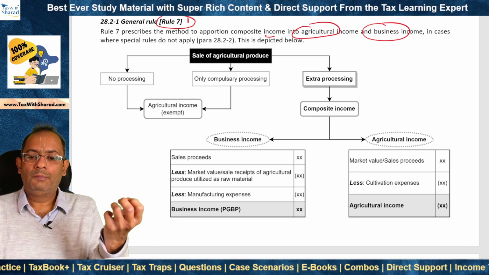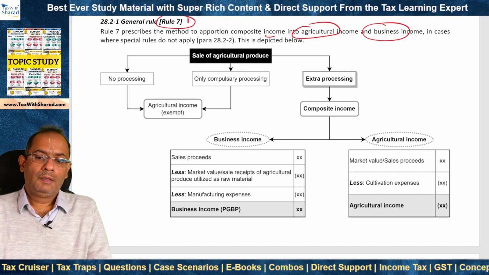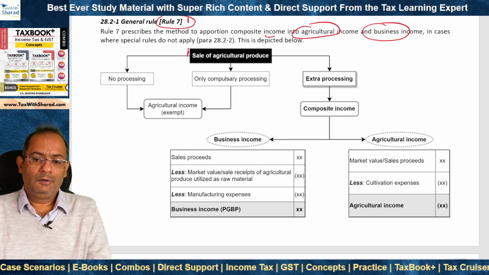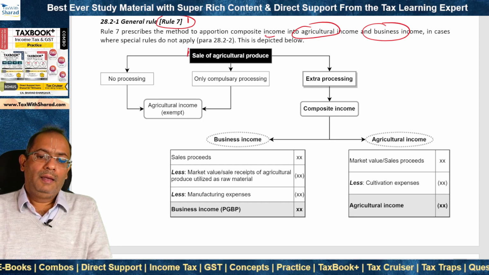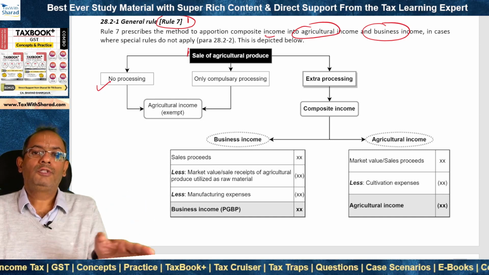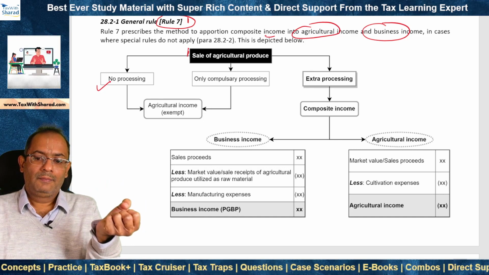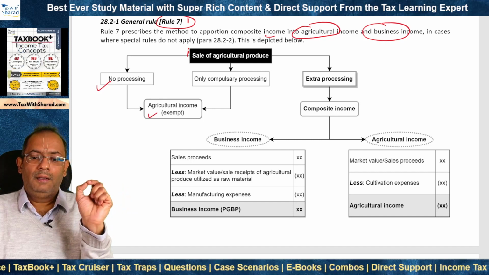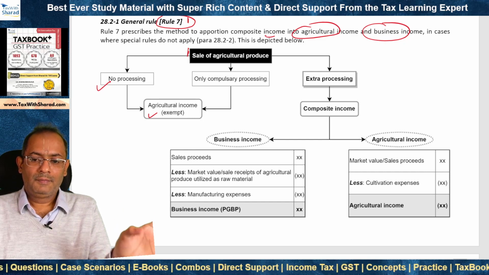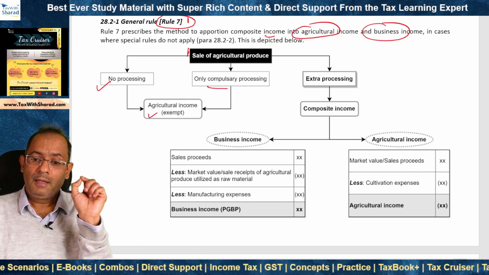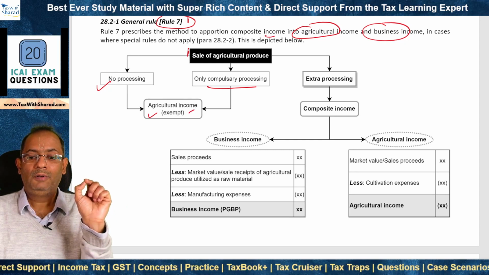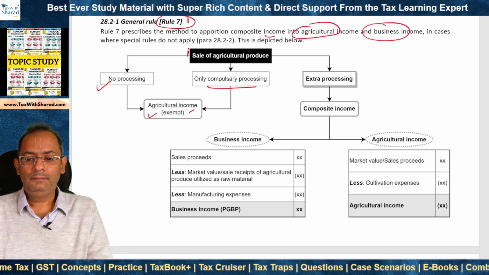So how do we apportion the composite income as per the general rule? If there is a sale of agricultural produce and therefore income is arising out of that, if there is no processing which has been done, right? If the agricultural produce is sold in its raw state, then it is classified as pure agricultural income and it is wholly exempt under section 10(1). Similarly, as we noted above, if only compulsory process has been performed, even then it is exempt wholly and it is classified as pure agricultural income.